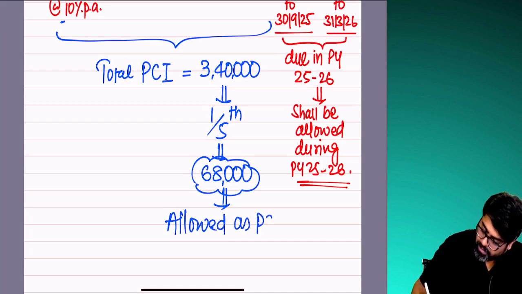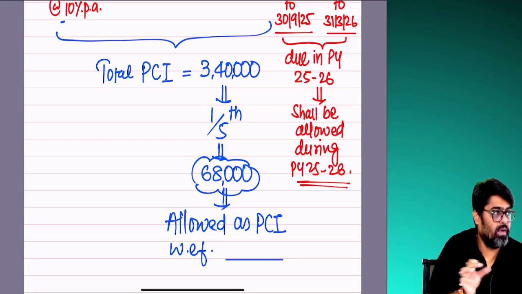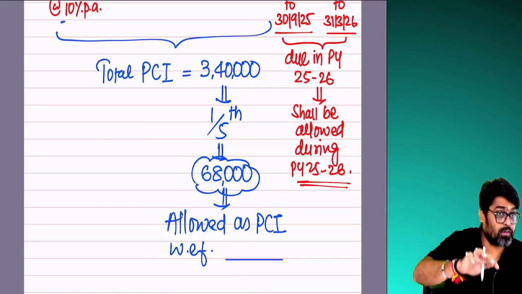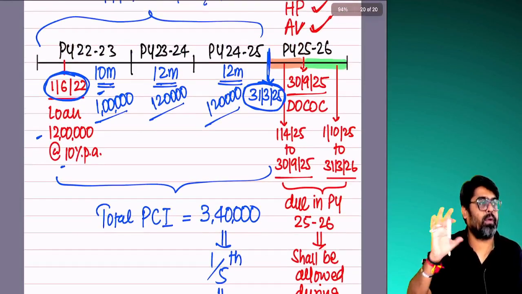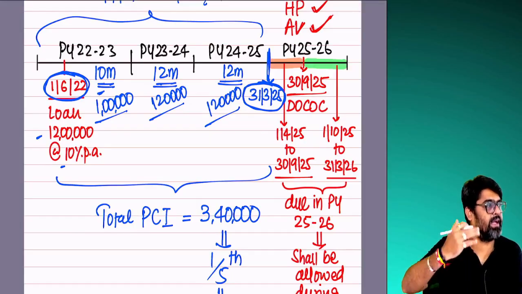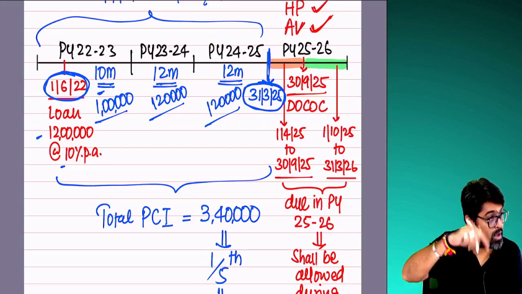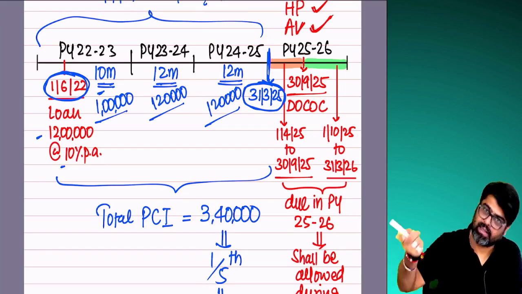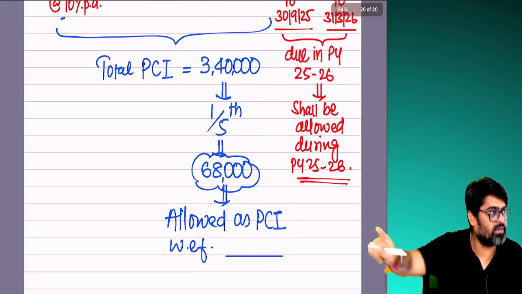As pre-construction interest, with effect from which year? The year in which construction is completed. So what is the year of construction completion? With effect from 25-26, every year you will start getting 68,000 extra, in addition to the normal interest which becomes due for that year. The normal interest which becomes due in that year is going to be allowed. But in addition to the normal interest of that year, you are going to get this 68,000 also.